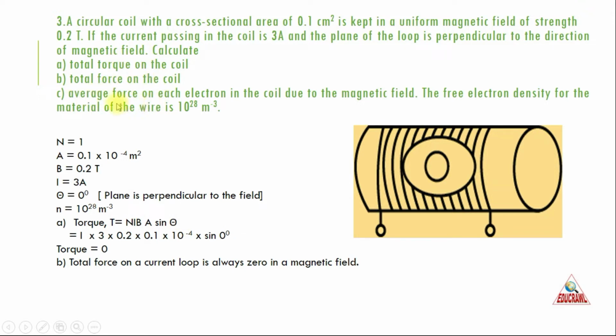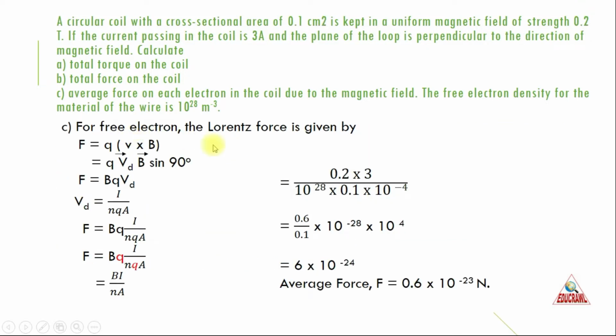Next we have to find the average force on each electron. For a free electron, you know the expression for Lorentz force is F is equal to Q into V cross B. So V cross B, when you expand, will be VB sin theta. Here the angle theta is 90 degrees, so sin 90 is equal to 1. So F is equal to BQV. From this expression we will first find the expression for force.